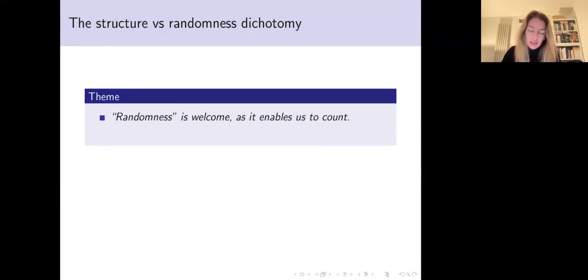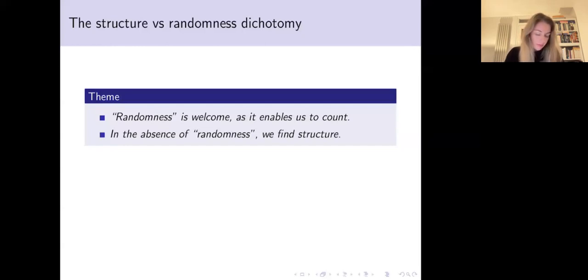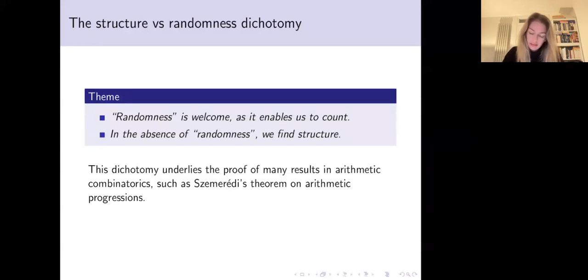I've put randomness in inverted commas because it is not just true randomness that helps us count, but anything that makes our object look like a random object. And the second side of this dichotomy is that in the absence of such randomness, or even pseudo-randomness, we can find structure. And so this dichotomy underlies the proof of many results in arithmetic combinatorics in particular, such as, for example, the proof of Szemerédi's theorem on arithmetic progressions, but it has also been exploited in other fields such as ergodic theory.